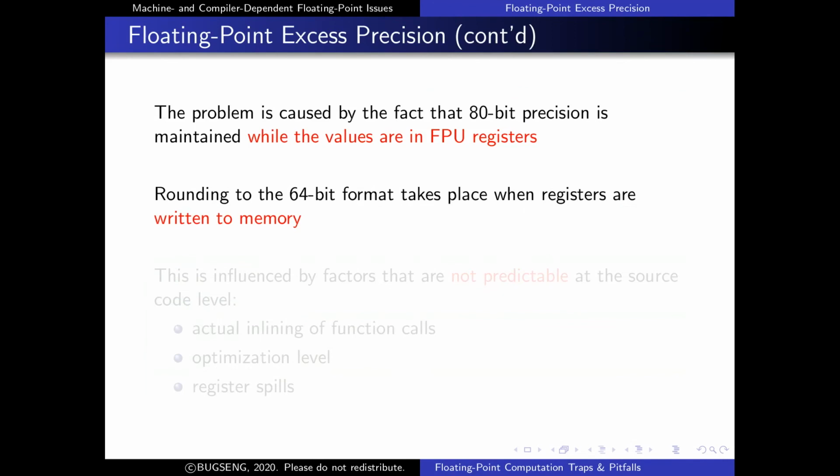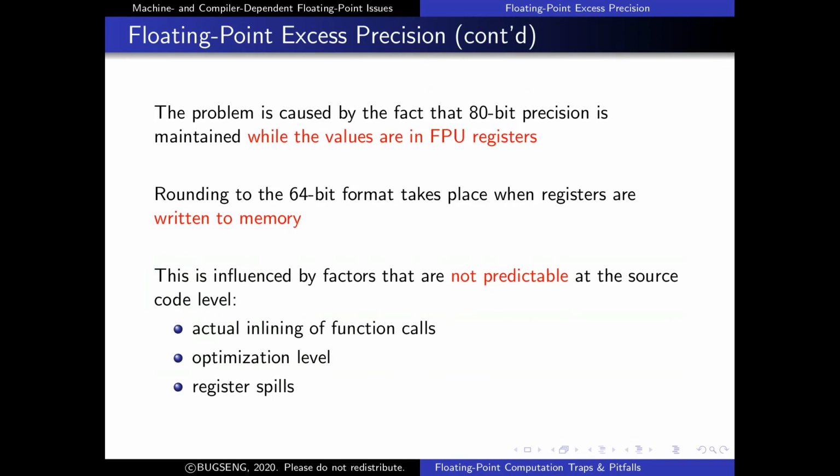This, as I said, the problem is that as long as quantities reside in FPU registers, they are kept with 80-bit precision. As soon as they are written to memory, they are rounded. And when are they written to memory? This is influenced by factors that are not predictable at the source code level.